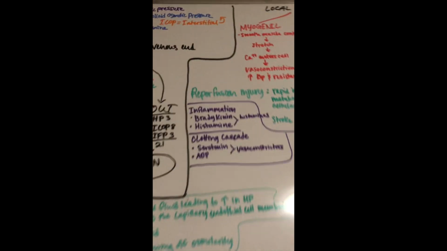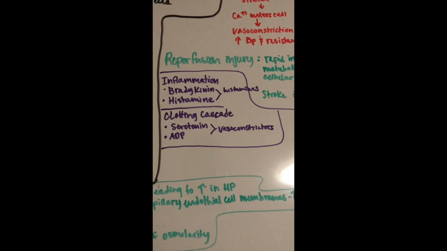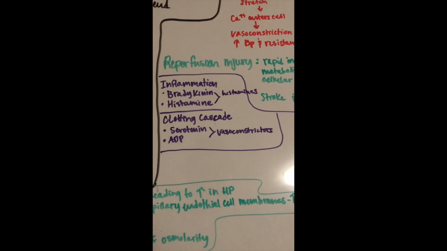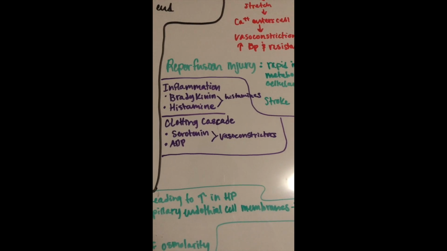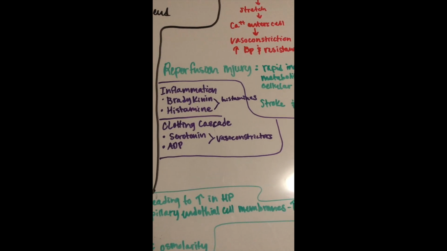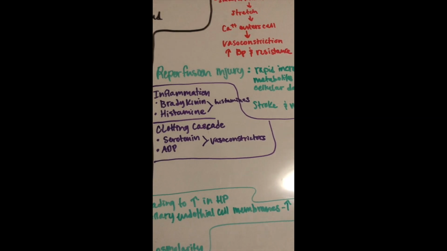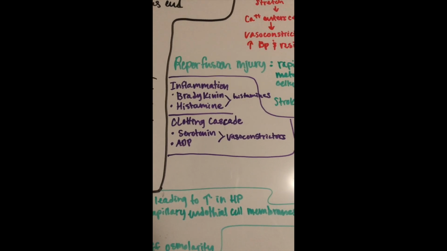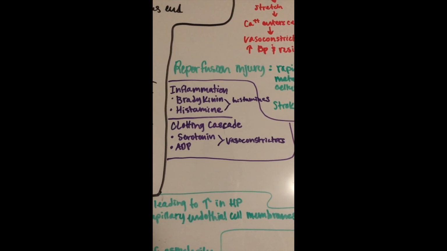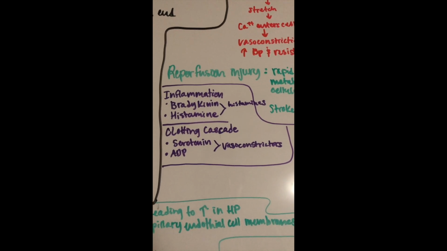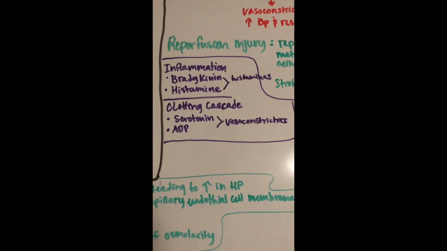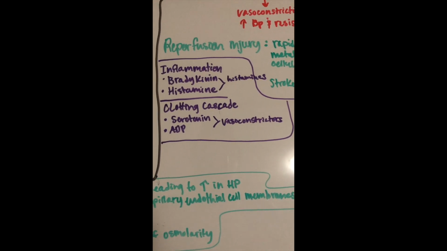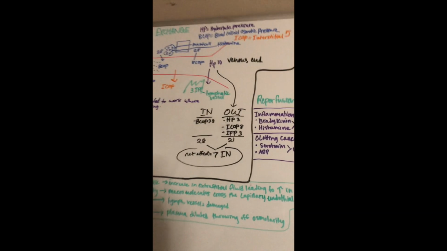Okie dokie. Oh, we've got one more little thing. There's two different things we need to discuss: inflammation and clotting cascade. So inflammation, there's going to be two of these hormones or molecules or whatever we want to call these that have to do with inflammation. These are bradykinin and histamine, and these are both histamines. And then our clotting cascade has serotonin and ADP, which are both vasoconstrictors. So there's that quick little recap.